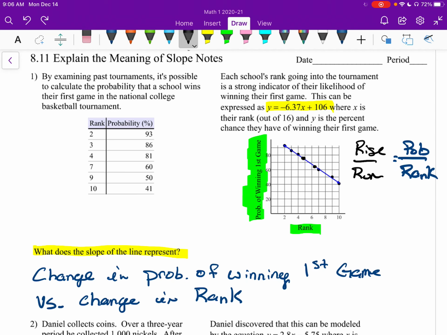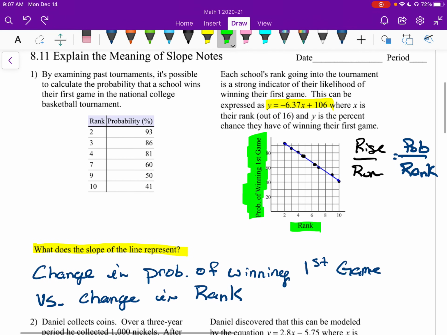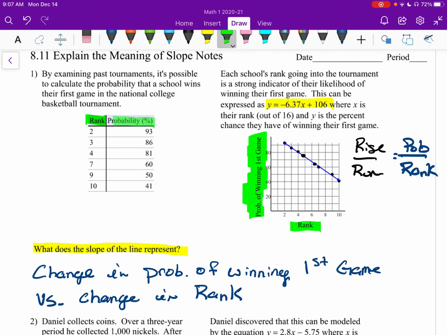You need to somehow say that there's change. You could say that there's a subtraction or an addition, but the word change is normally what I would use. And then you need to talk about both axes. You could have grabbed the data from over here in our table, the rank versus the probability, or you could grab it from the actual graph. Either way is good. All right, number 2.